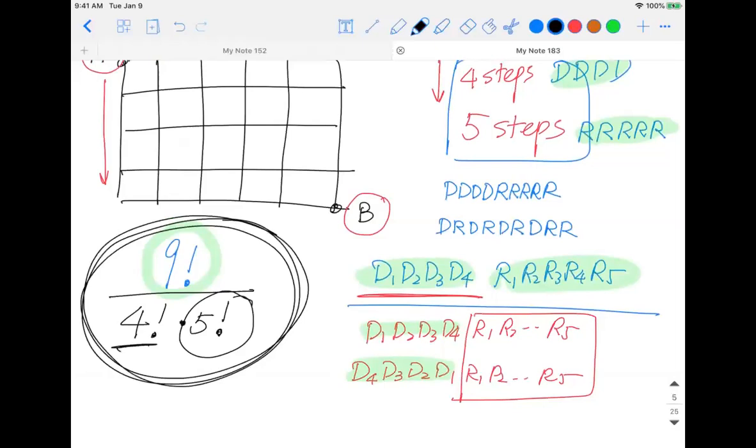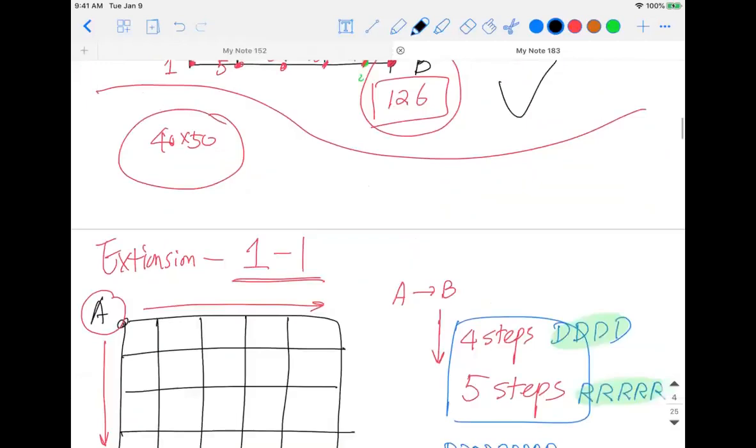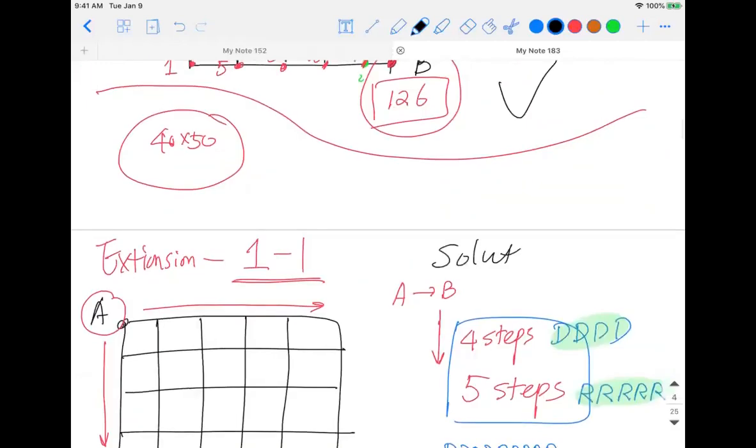9 factorial over 4 factorial times 5 factorial. So that one gives me the same answer, 126. So far, so good? Any questions? So this is more like 2 ways, right? You can use a counting way, or you can actually use our solution 2 using an analytical way.